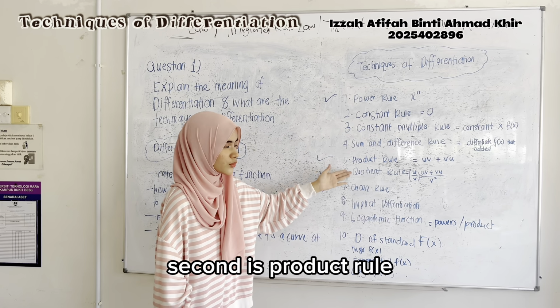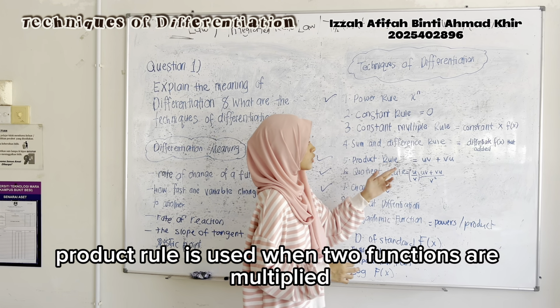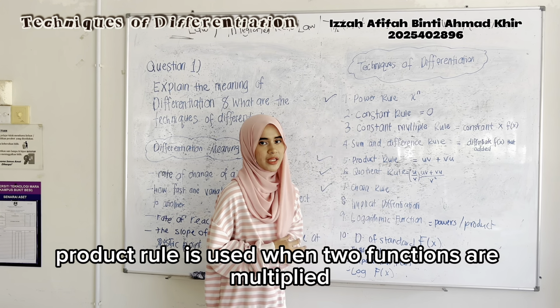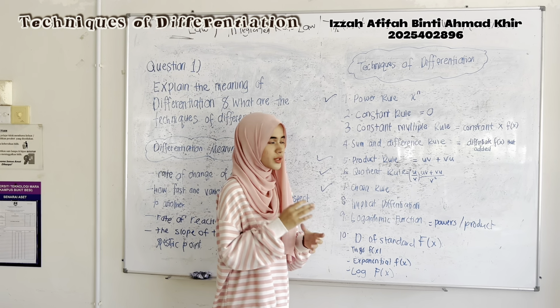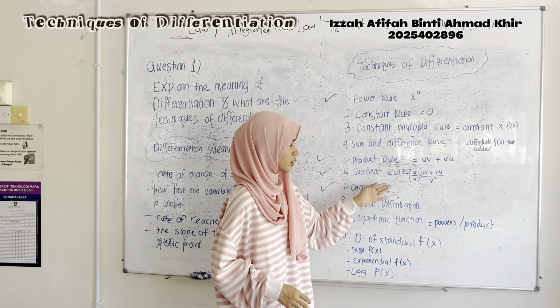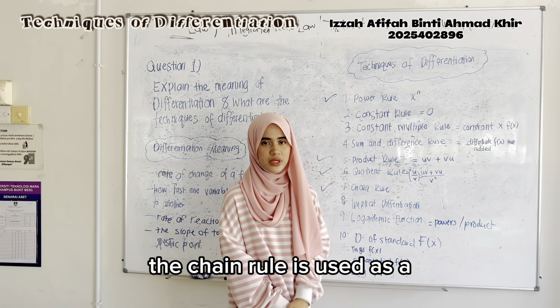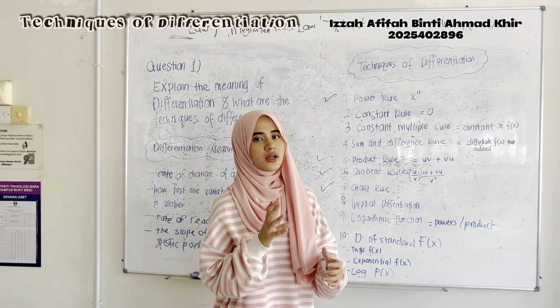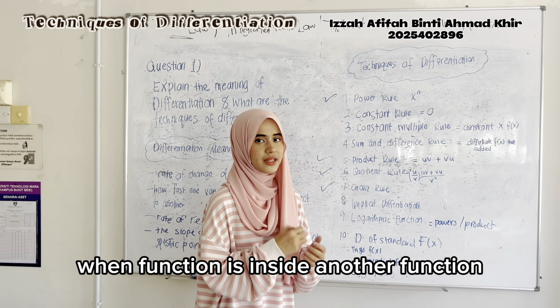Second is the product rule. The product rule is used when two functions are multiplied. Third, the quotient rule. The quotient rule is used when one function is divided by another. The chain rule is used as a composite function when a function is inside another function.